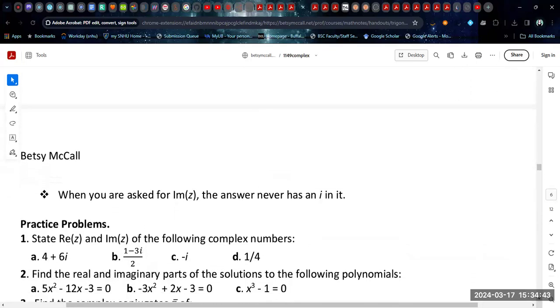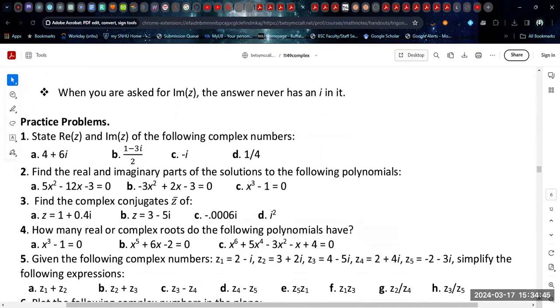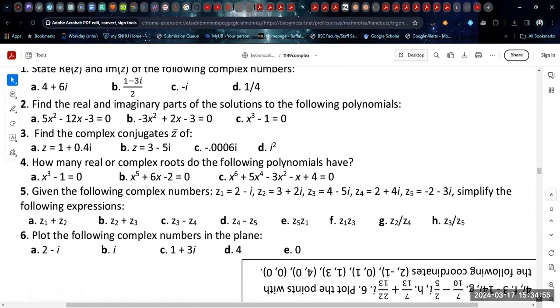Your answers should not have any i's raised to powers in them. And when you're asked for the imaginary part of z, again, remember, don't report the i, just the coefficient.